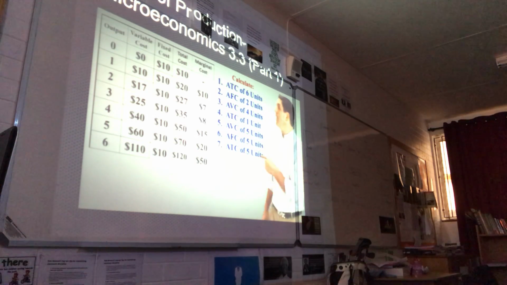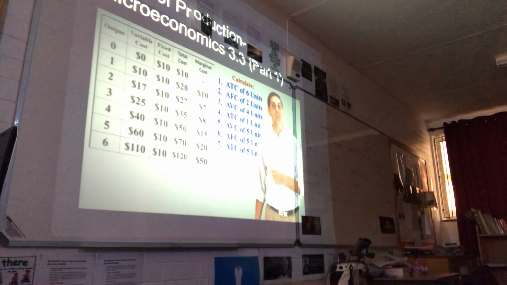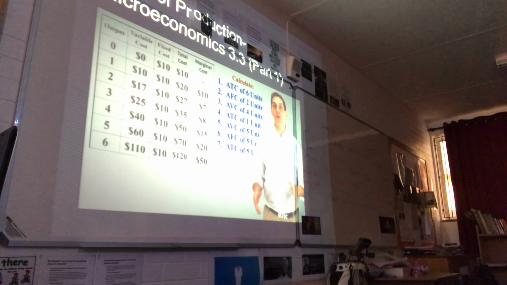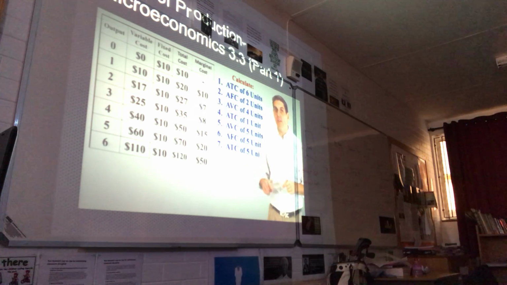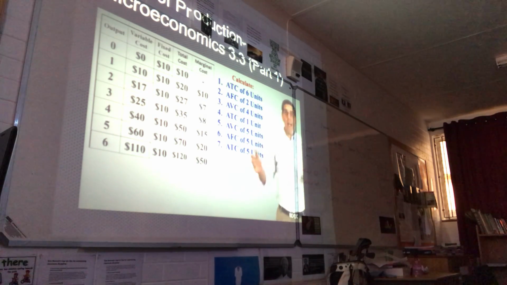Now let's see if you can actually use those equations and calculate the average cost curves. I want you to calculate the average total cost of 6 units, the average fixed cost of 2 units, the average variable cost of 4 units, the average total cost of 1 unit, and calculate all three, the average variable, average fixed, and average total for 5 units. So go back to your paper, number 1 through 7, and make sure to calculate each one of these. Pause the video and I'll go over them.